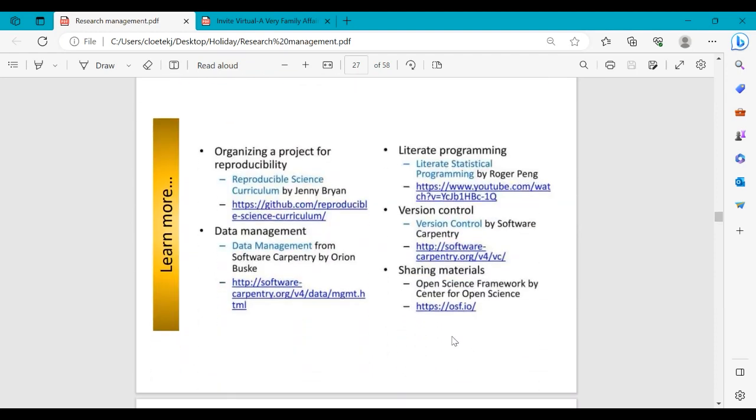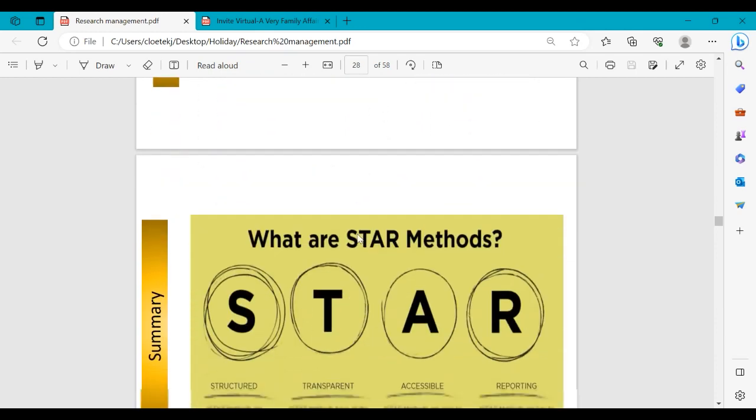And here is some more additional information that you can go and read. Organizing a project for reproducibility. This is a nice paper on a reproducible science curriculum by Jenny Bryan. Data management, how to share materials, version control, and also about literate statistical programming. Okay, so you can consult these sources.